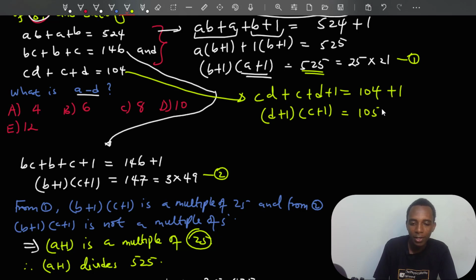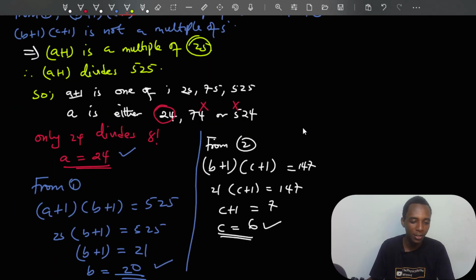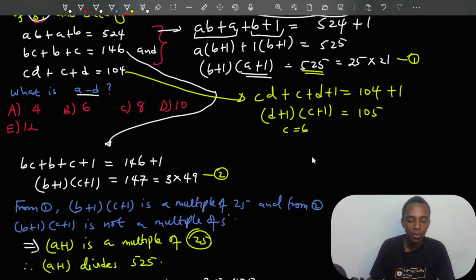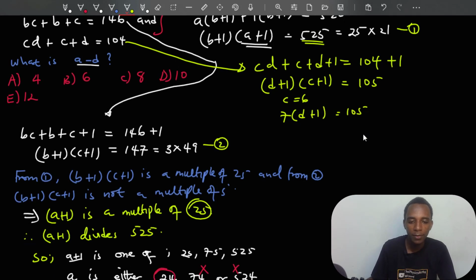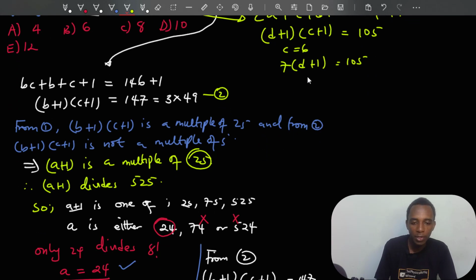equals 105. And we actually know what the value of C is. C is 6. We've just calculated that right down here. So I'll just plug that in here. Then that was going to be 7. 7 into D plus 1 equals 105. So D plus 1 equals, let's see, 105 divided by 7, that's 15. So D is 15 minus 1, which is 14.